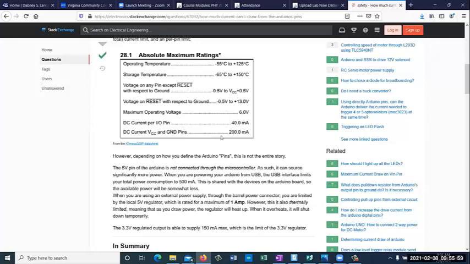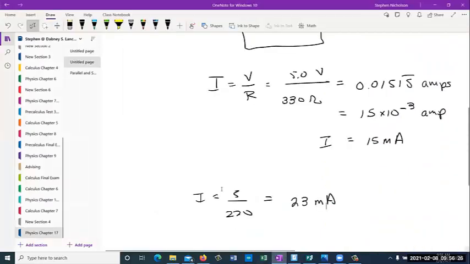Now the other limit, the 200 milliamp, is for the 5 volts. So if you go between 5 volts and the ground, you can have a maximum of 200 milliamps. So if you're driving a motor, which probably is going to draw more than 40 milliamps, you wouldn't want a motor that draws more than 200 milliamps. So that's pretty useful for calculating current.